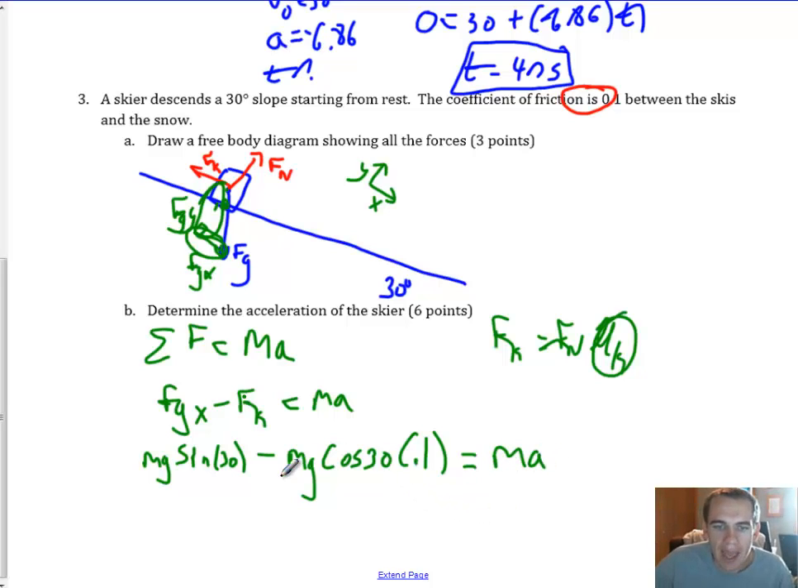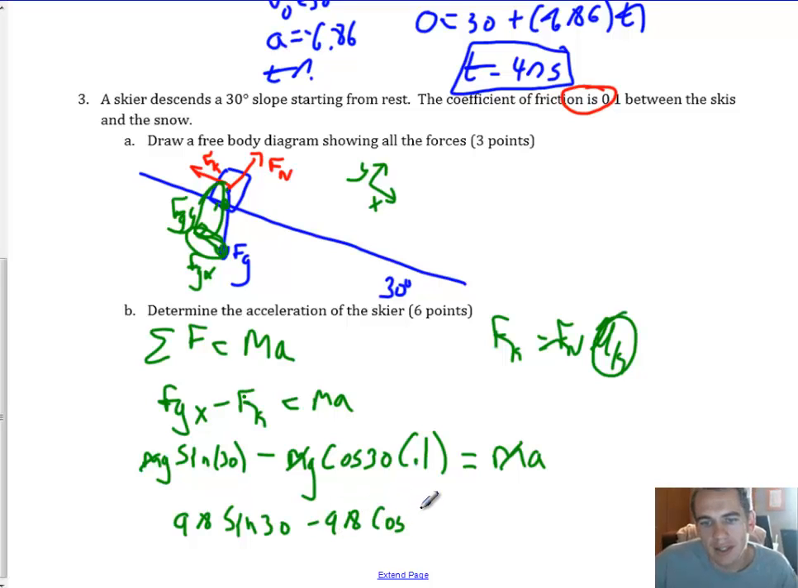That's Newton's second law. Mass cancels because mass is in everything. You'll notice gravity is not. G's in this term and in this term, but G is not over here, so I can't just cross out G. So now I have 9.8 times the sine of 30 minus 9.8 times the cosine of 30 times 0.1 equals A. And when you work that all out, you're not going to come up with 0.3, but rather a number that's closer to 3.8.